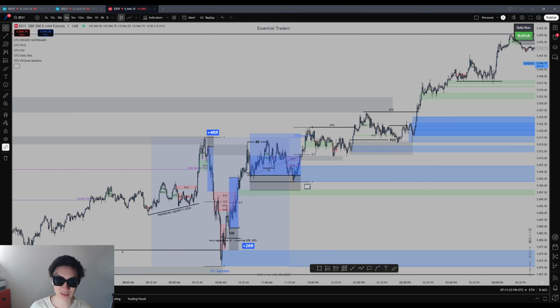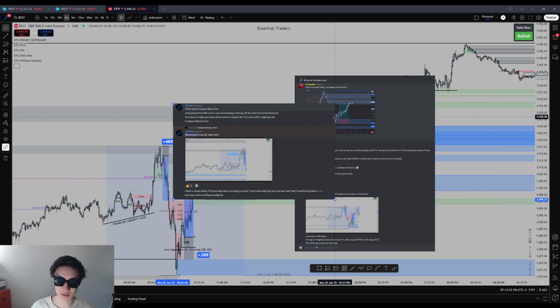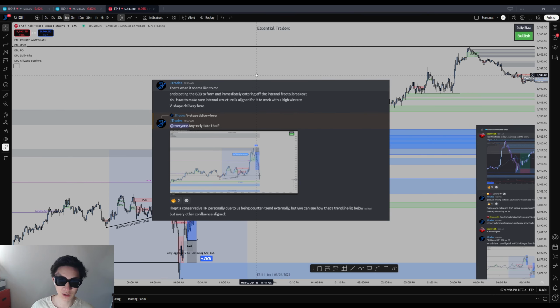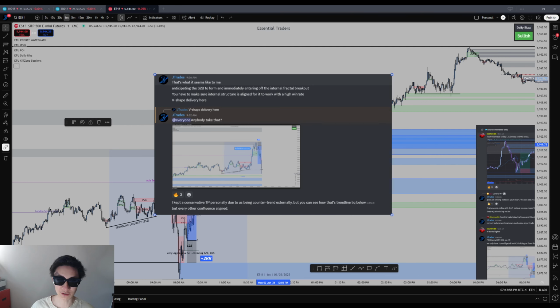And again, I'll show you guys screenshots of everything as well as me sending the trade idea out to the Discord as well along with my draw and liquidity. So here's a screenshot of earlier in the day where I was telling everyone there's a V-shaped delivery here, and all the members, if you've taken the course or mentorship, you know exactly what I'm talking about whenever I say that there's a V-shaped delivery.